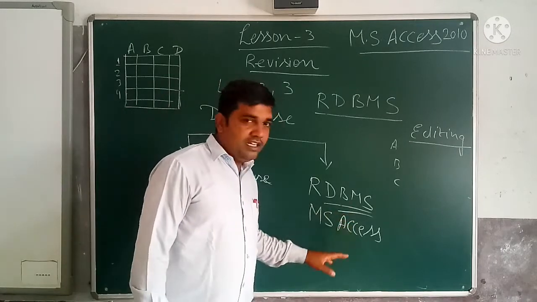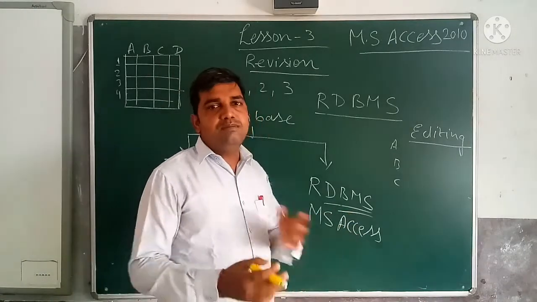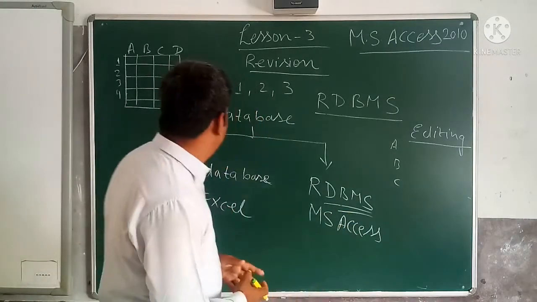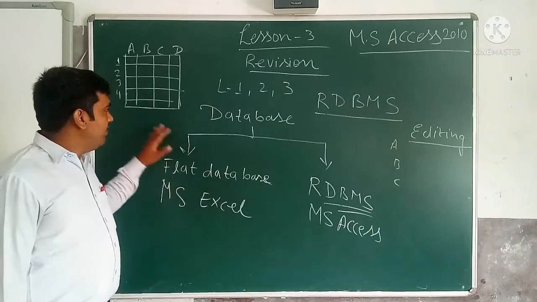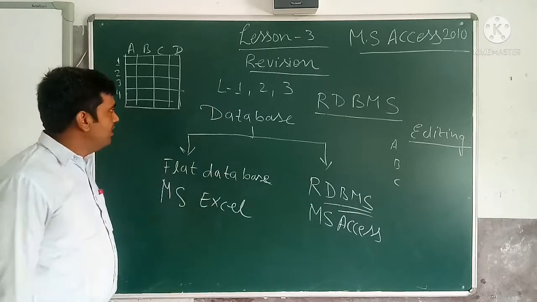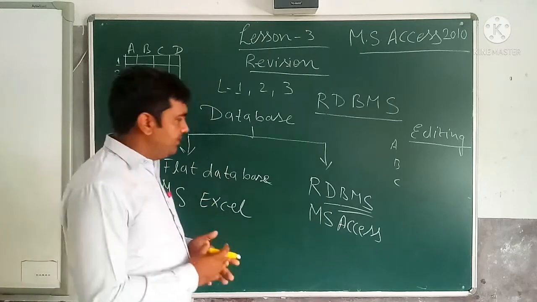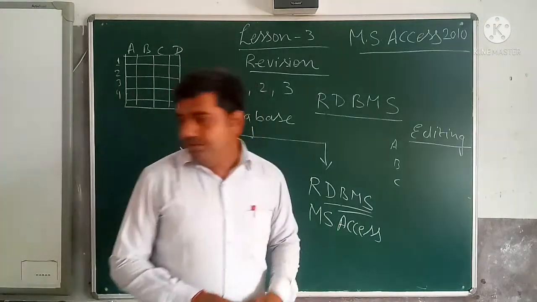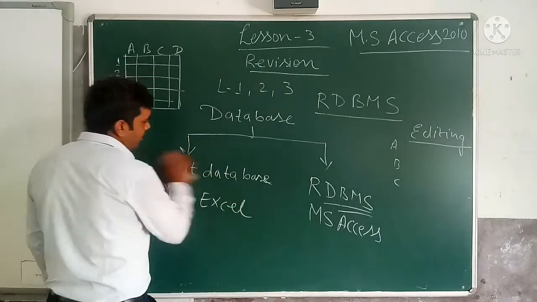So this RDBMS is able to establish the relationship between more than one table. But the flat database is a simple flat database. It does not establish the relationship between more than one spreadsheet, more than one table. Here it is not possible. So this is the difference. Now we move to the next: the components of this table.